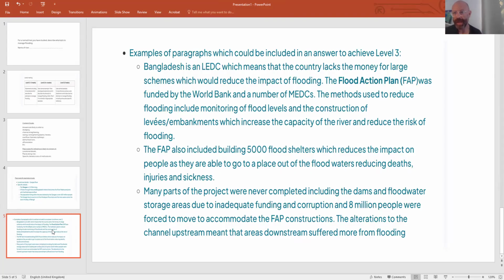The Flood Action Plan, FAP, was funded. So Bangladesh has a flood action plan, and it was funded by the World Bank and a number of more economically developed countries. The methods used to reduce flooding include monitoring flood levels and the construction of levees and embankments, which increase the capacity of the river and reduce the risk of flooding. So they're monitoring it.